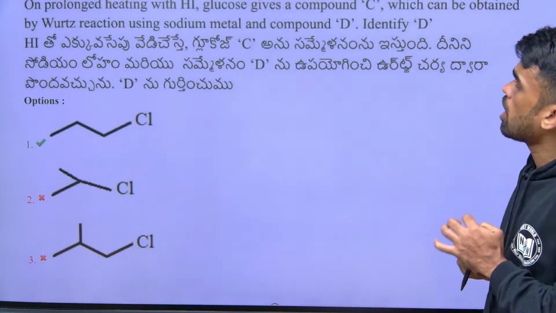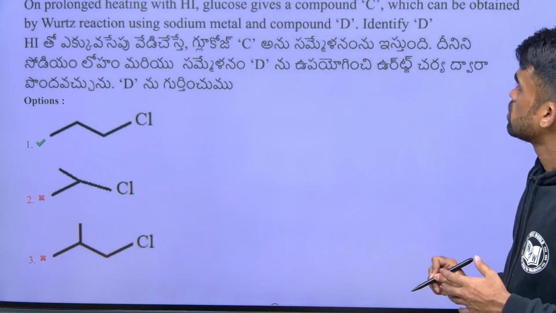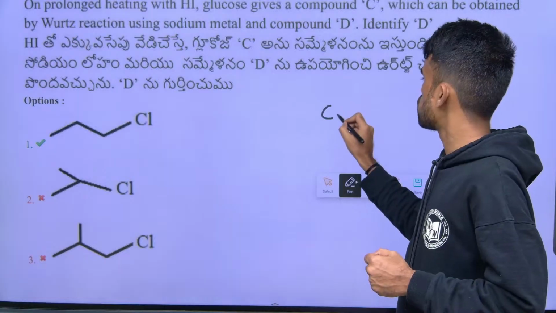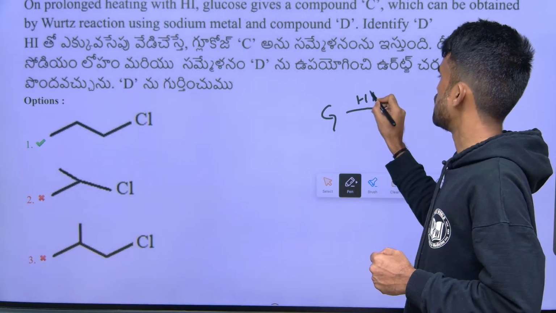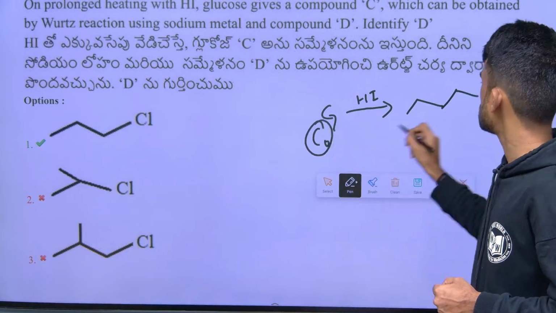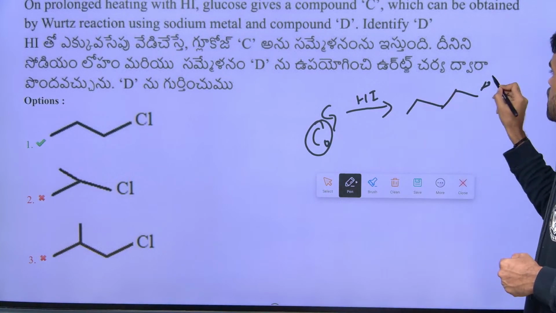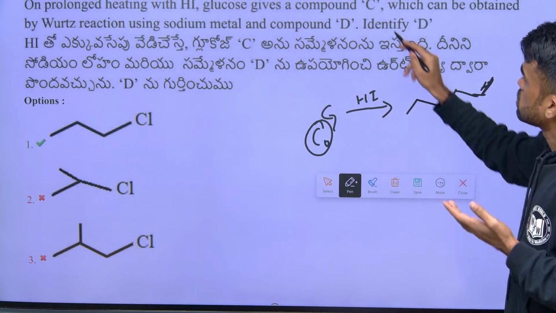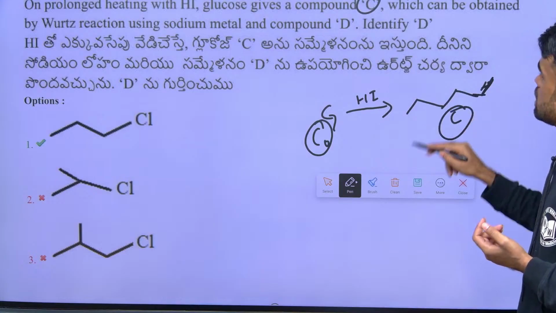On prolonged heating of glucose with HI, glucose C6H12O6 forms hexane, because with 6 carbons, a 6-membered chain will be obtained: 1 2 3 4 5 6. So this is hexane. So compound C is hexane.